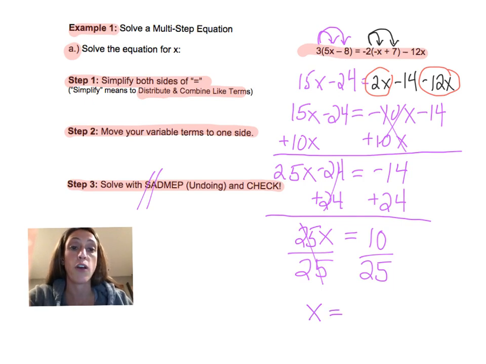And then 10 over 25, both of those things have a common factor of 5. 5 goes into 10 twice. 5 goes into 25 5 times. So the answer to this is 2/5.